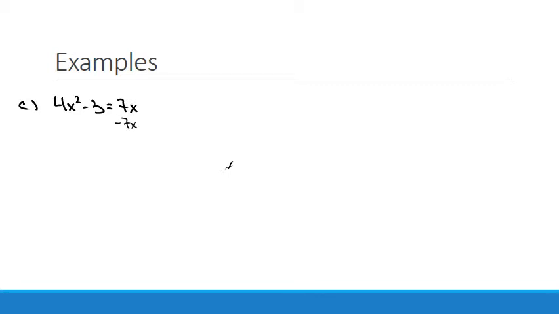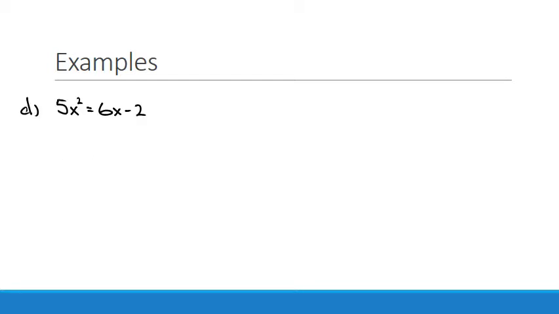Okay, so I'd subtract the 7x over to the rest of the quadratic, and then I'd put it in order. So I have my quadratic term, my linear term, my constant. From there, I can just go as normal. So I won't do any more of it. I'll just show you that. You just have to rearrange it.